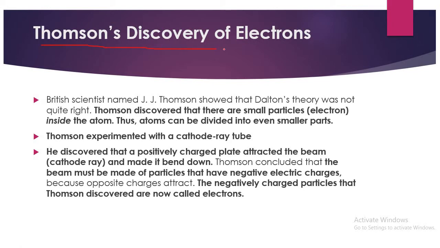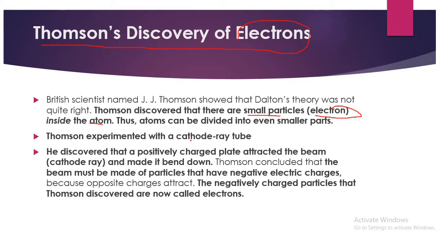Thomson discovered the electrons. The British scientist Thomson showed that Dalton's theory was not quite right. Thomson discovered that there are small particles, called electrons, present inside the atom. An atom can be divided into even smaller parts.